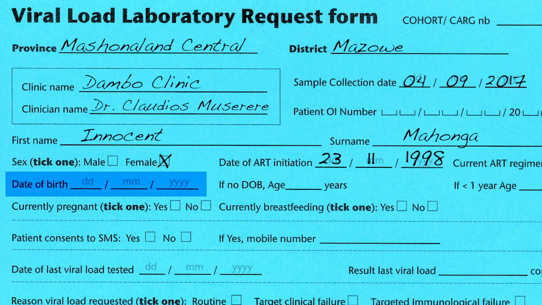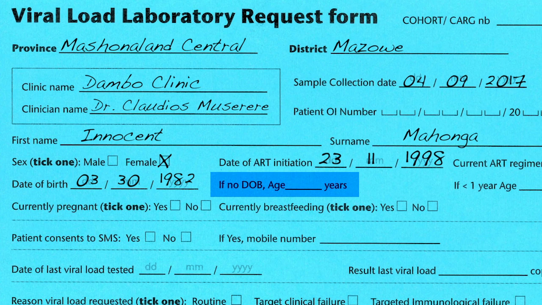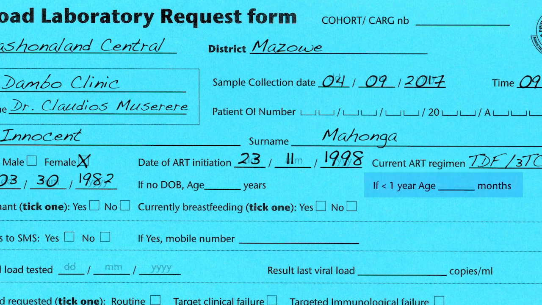Enter the patient's date of birth in that field. Follow the format using 2 numbers for the date and month and 4 numbers for the year. If you don't know the date of birth, enter the patient's age in the next field. If the patient is younger than 1 year old and you don't have the date of birth, write the age in months in the space provided.